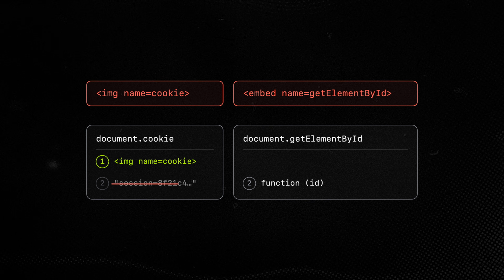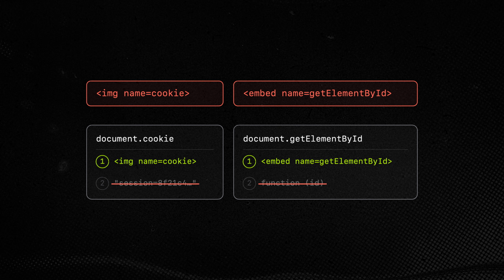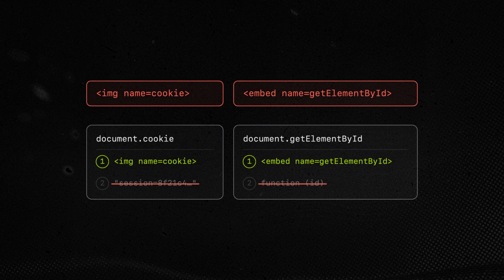Think about what already exists. document.cookie. That's how the page reads its cookies, right? document.getElementById. The application code calls that constantly. Now watch what two tags do to them. An image with the name of cookie. An embed with the name of getElementById. document.cookie stops returning cookies and starts returning your image. document.getElementById stops being a function and starts being your embed. The next line of code that calls it breaks.